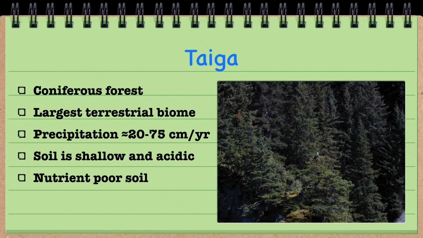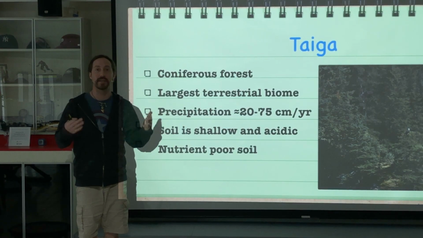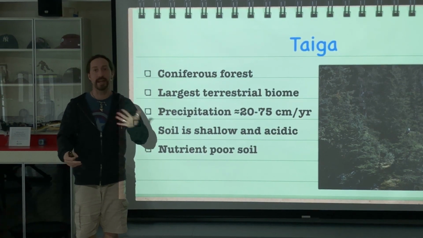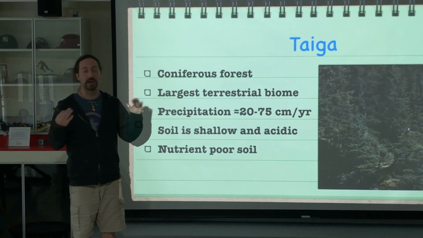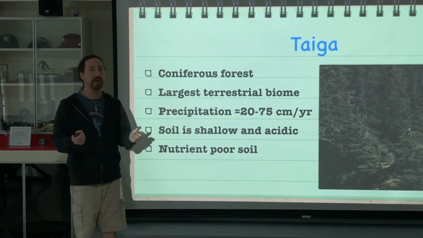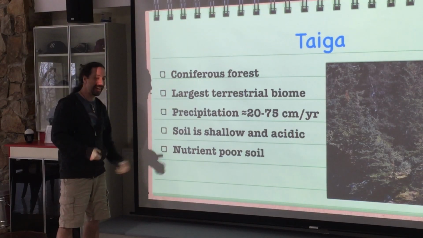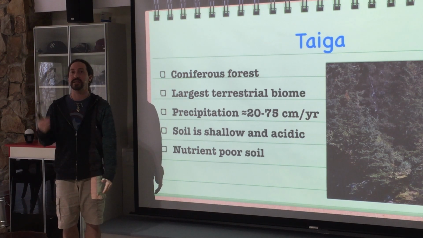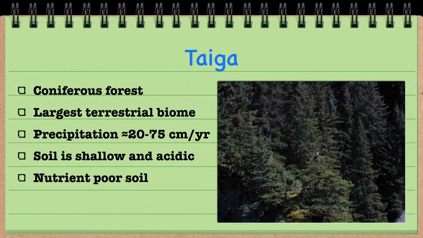The soil isn't the best, and it's typically pretty acidic because the pine needles that these different conifers are dropping are going to, when they decompose, release acid. So because of that pine bed, you're going to have acidic soil, and it's typically sort of nutrient poor, partially because of the acids that are in it. So that is the taiga.